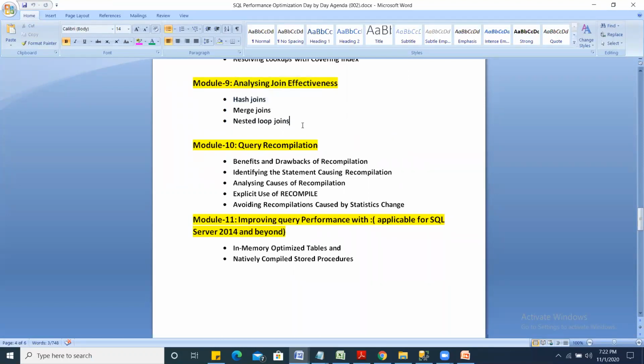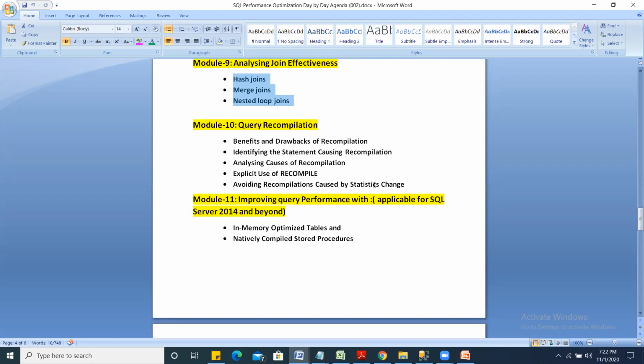So this is just an overview I am giving here. So these are very important. And now if optimizer has not chosen the right join operator to join two tables, so in that case, you have to specify the join hint. So that we will discuss.